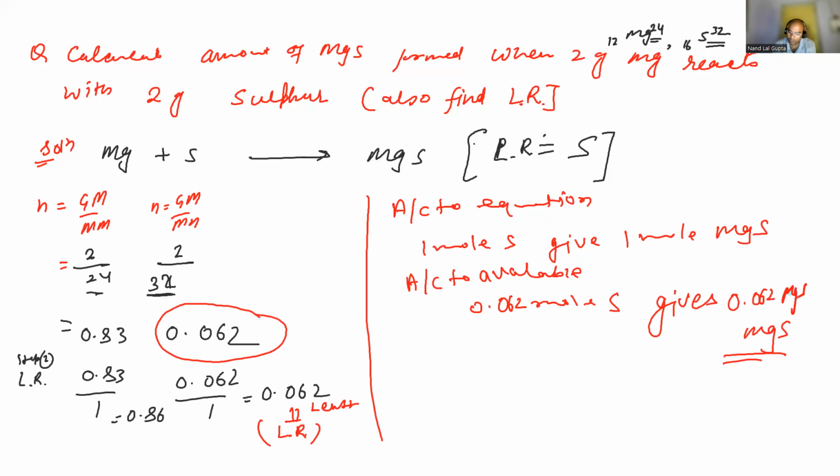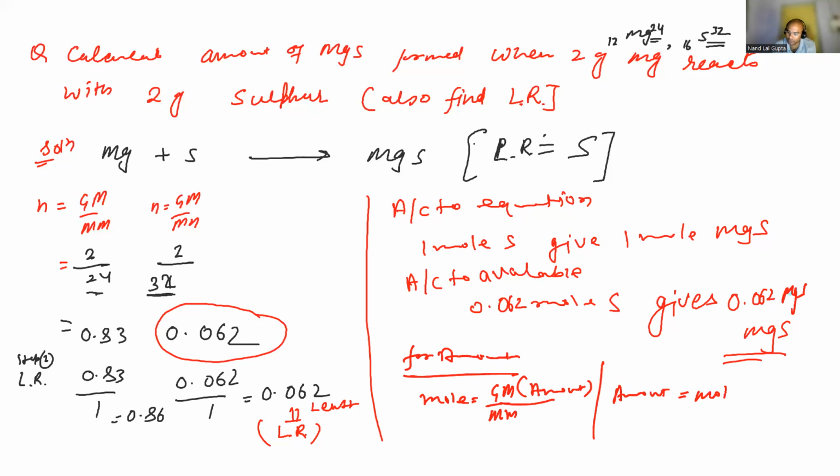For the amount, mole is equal to given mass upon molar mass. Given mass is the amount only. So amount is equal to mole into molar mass. Mole you already calculated, 0.062. Molar mass of MgS, how much will be there? Mg plus S, 24 plus 32, 56. So how much is it going to come, Nyasa?